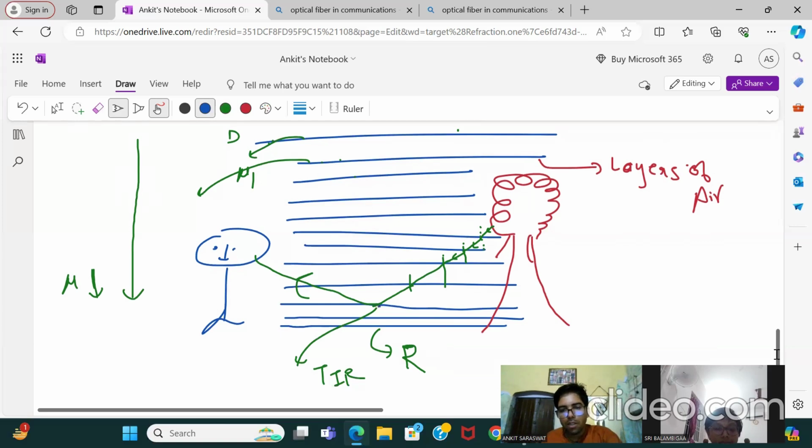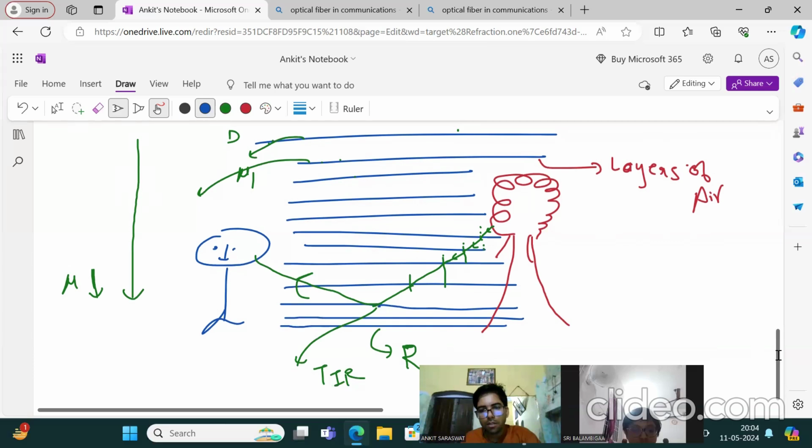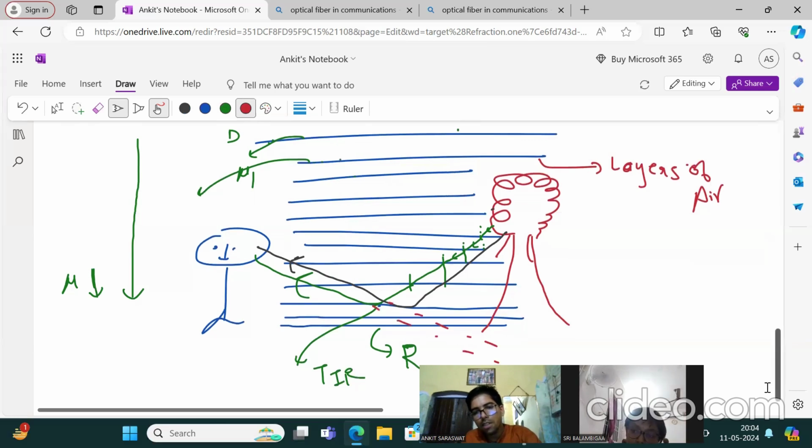I just drew only one ray, but there will be many rays. Not only one ray, sir. From this tree, so many rays are coming like this, and they are going to strike into the eye of this human being. And as per the observer, light travels in a straight line. Then according to him, he will think these two rays are coming from this point, and he will see this image. What type of image will he see? Like this, upside down.